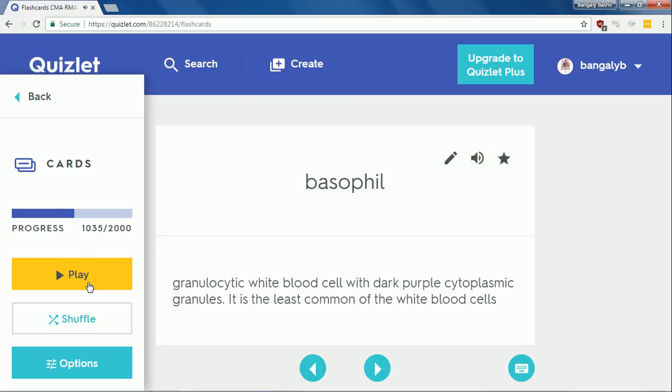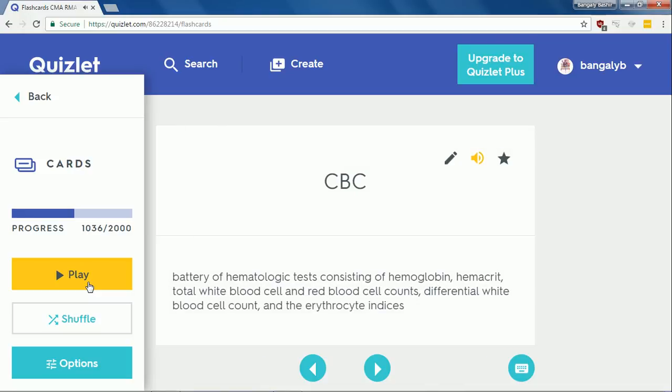Basophil. Granulocytic white blood cell with dark purple cytoplasmic granules. It is the least common of the white blood cells. CBC. Battery of hematologic tests consisting of hemoglobin, hematocrit, total white blood cell and red blood cell counts, differential white blood cell count and the erythrocyte indices.